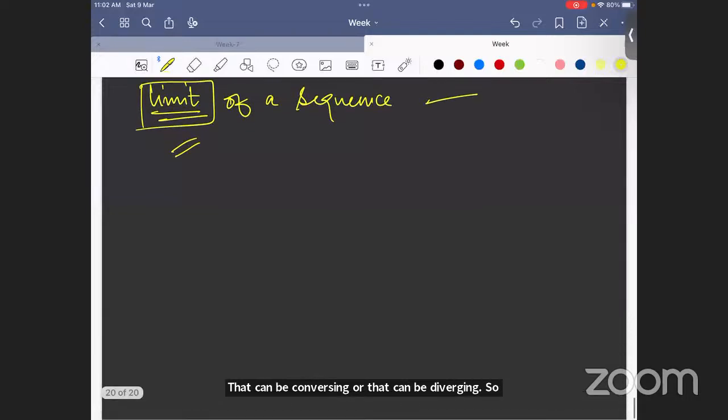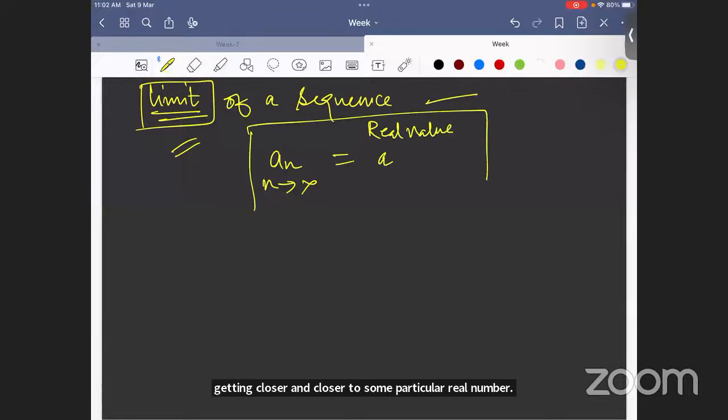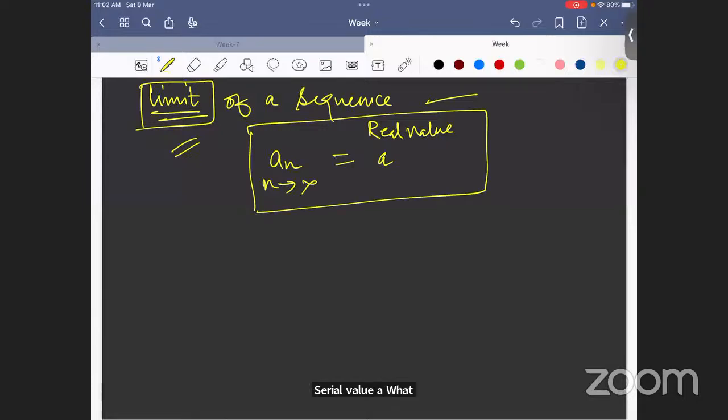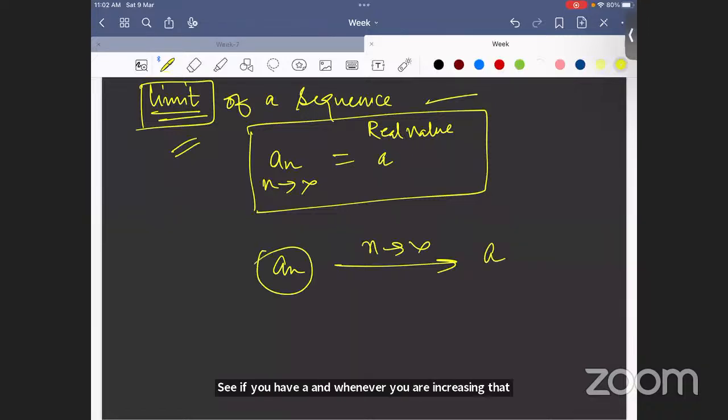For example, if you have some function of n, and whenever you are increasing the value of n to infinity, that is getting closer and closer to some particular real value a. What does that mean? If you keep increasing n to infinity, the sequence itself is going closer and closer to some particular real value a. That is converging. This sequence is converging to some particular value.